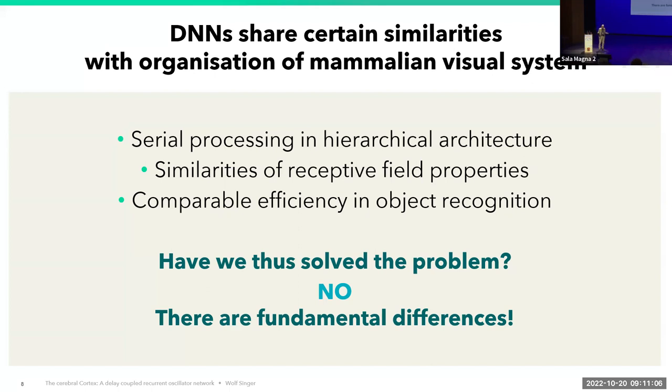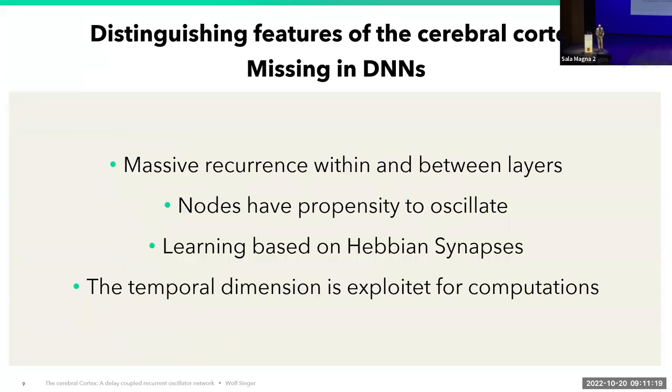And this has seduced quite a number of my colleagues to think that now we have solved the problem. Now we know how the brain works. And I will show you that this is not the case, because there are fundamental differences. And here are the main differences with regard to the cerebral cortex, features that are missing in deep neural networks.